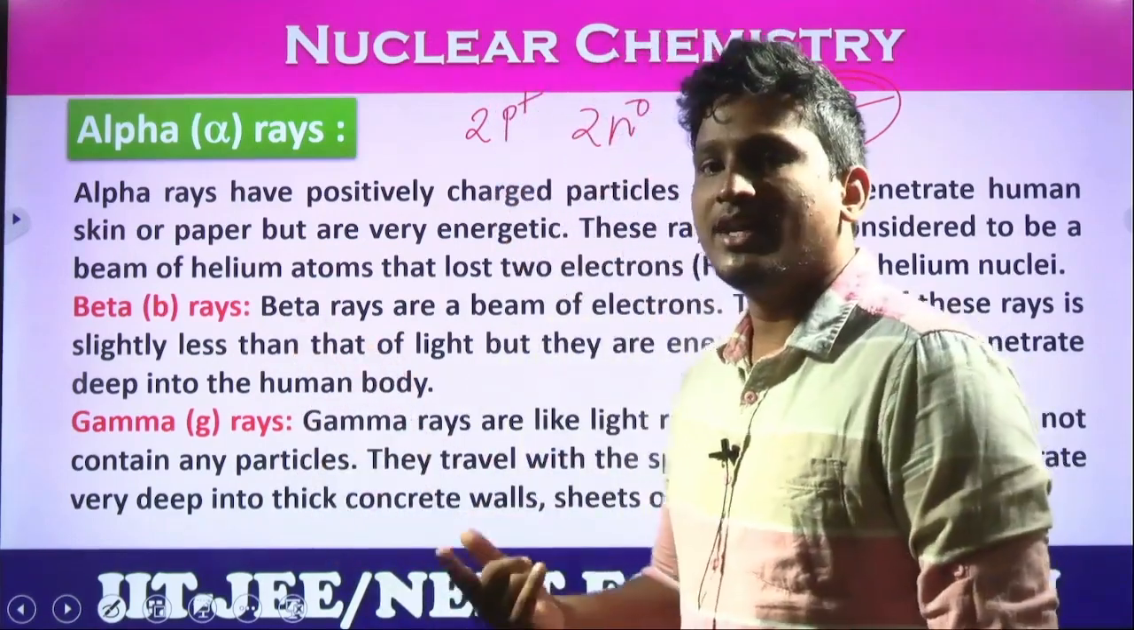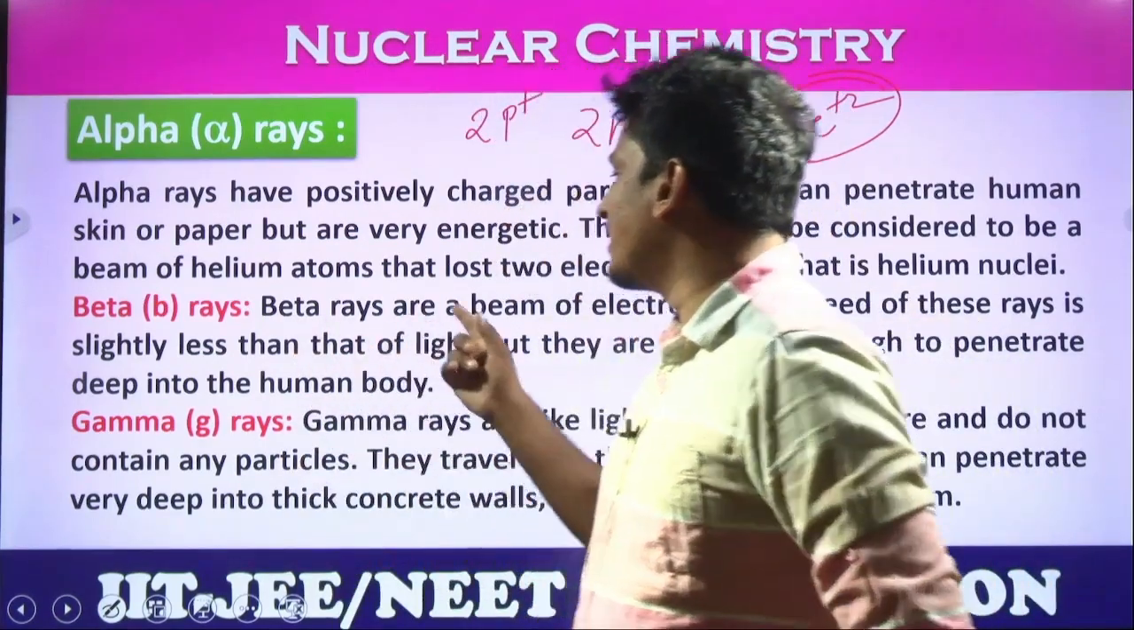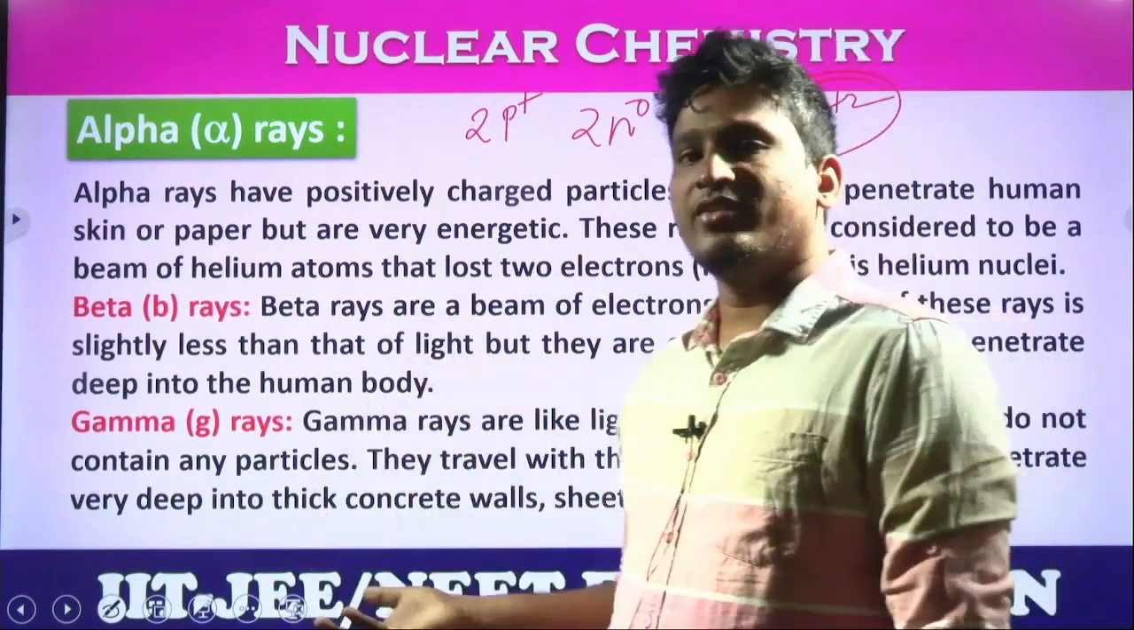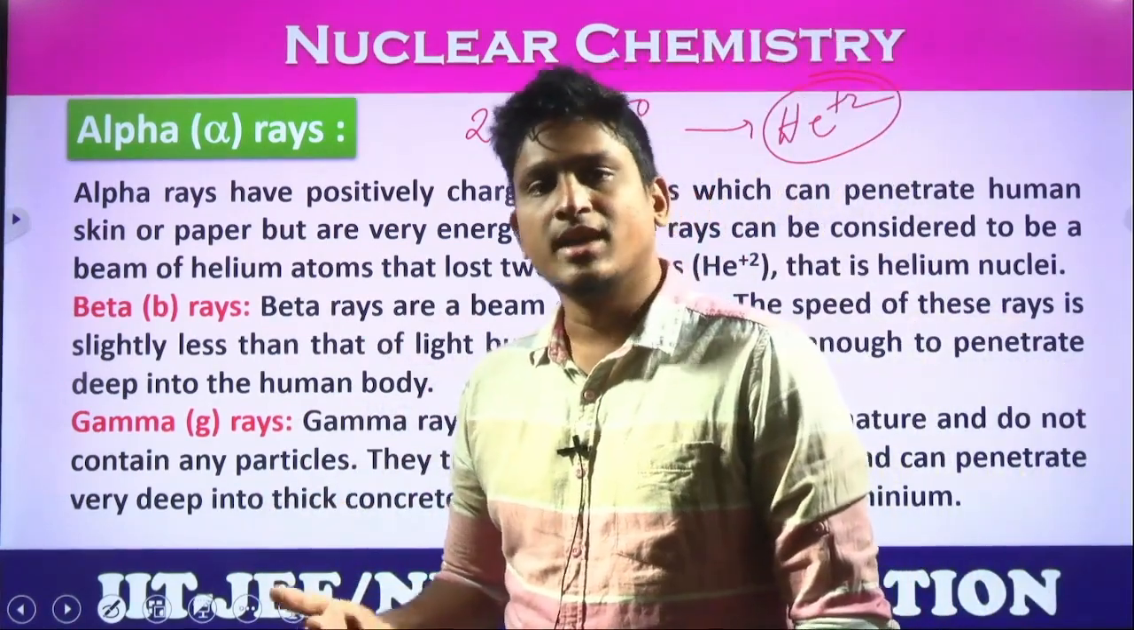Next, beta rays. Beta rays are negative rays, right? So beta rays are a beam of electrons. Obviously, what are the negative particles inside an atom? Electrons only.